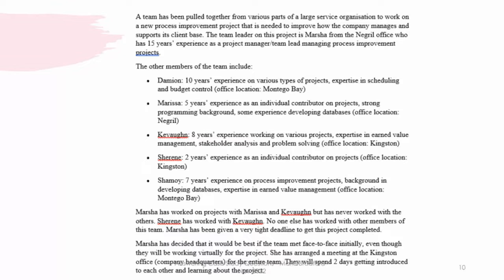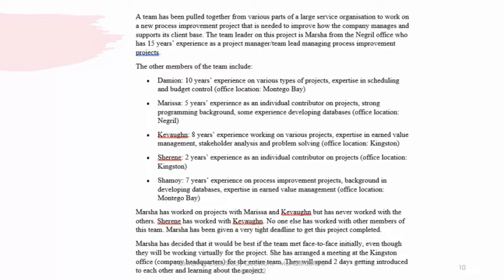It's about teamwork, and teamwork is a popular topic. So you would have probably looked at teamwork in maybe one or maybe 2 or 3 of the courses that you have done. So let me go ahead and read the scenario. A team has been pulled together from various parts of a large service organization to work on a new process improvement project that is needed to improve how the company manages and supports its client base. The team leader on this project is Marsha from the Negril office, who has 15 years experience as a project manager or team leader managing process improvement projects.